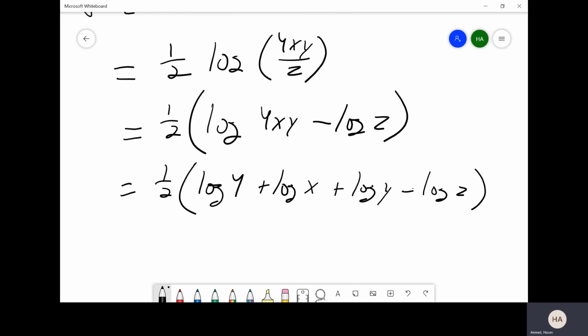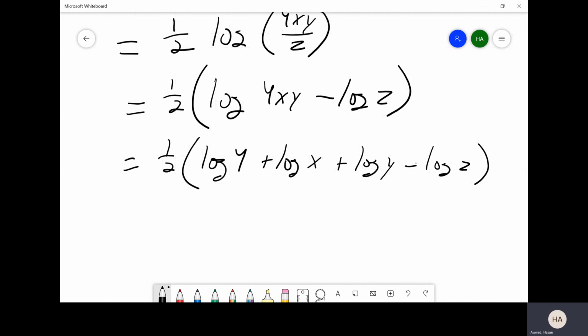We're basically done. The last thing that you can do if you really were determined to expand is you could apply the 1/2 to every single piece here.